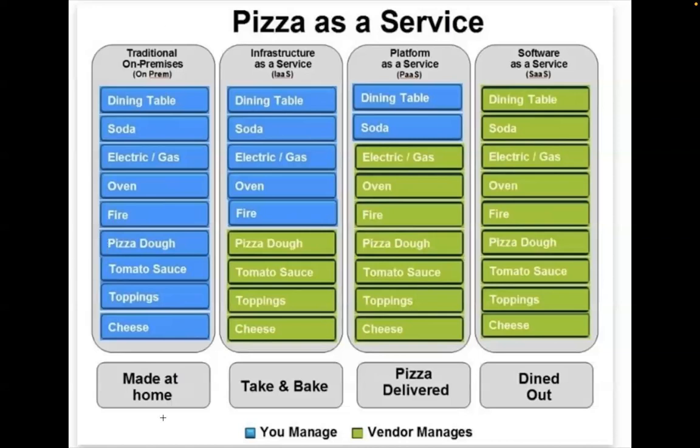The next example is pizza as a service, IaaS, infrastructure as a service. So what you are doing over here, you have taken these things from the market, right? Even the pizza dough you have procured from the market, and you are just baking it. That's it. Everything is ready-made. You need to bake it. This is the example of IaaS.